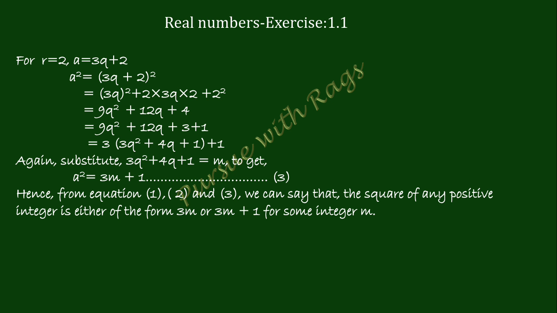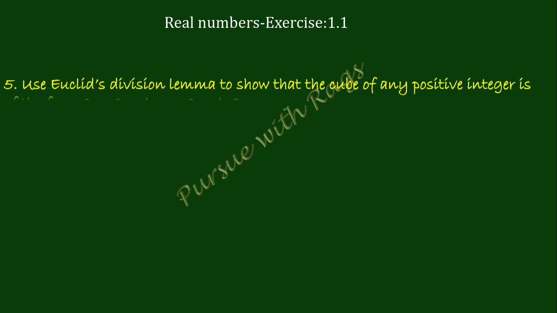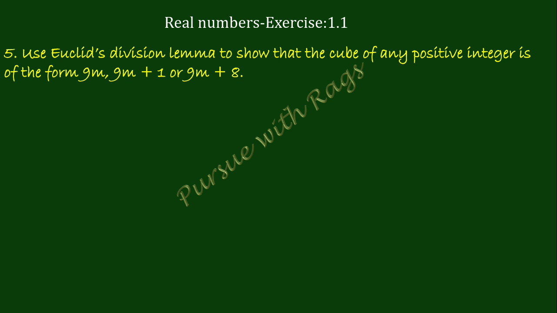Now, let's move on to the next question. Question number 5. Use Euclid's division lemma to show that the cube of any positive integer is of the form 9m, 9m plus 1 or 9m plus 8. Previously, we have seen about the square of any positive integer. Here, we are going to see about the cube of a positive integer, right? And here, they have given the form as 9m, 9m plus 1 and 9m plus 8.